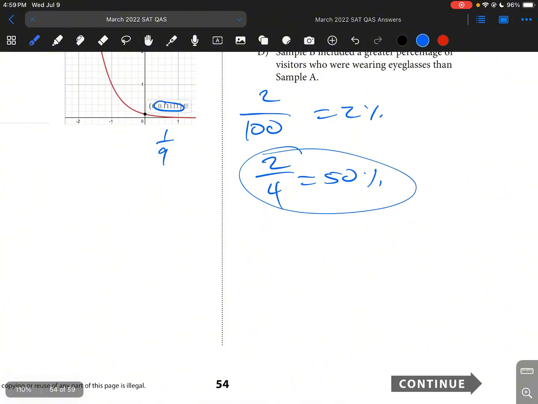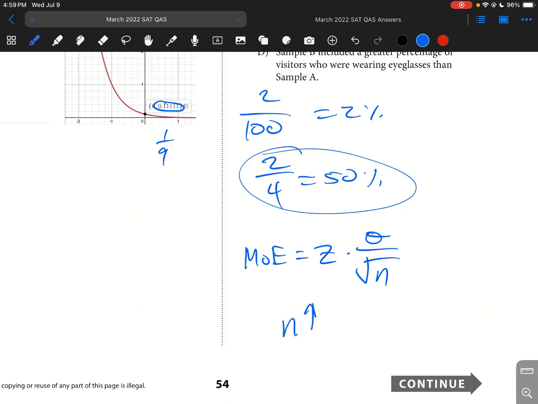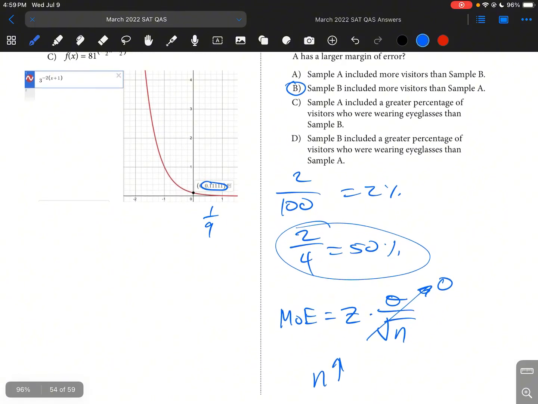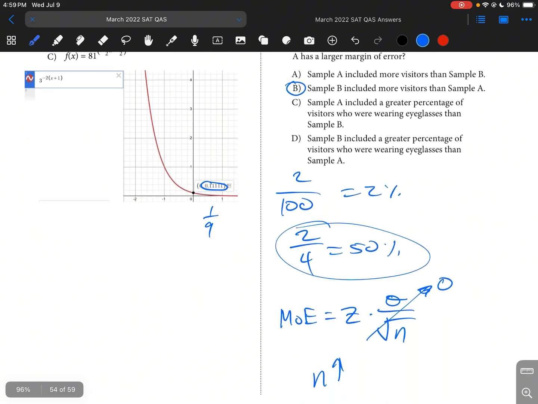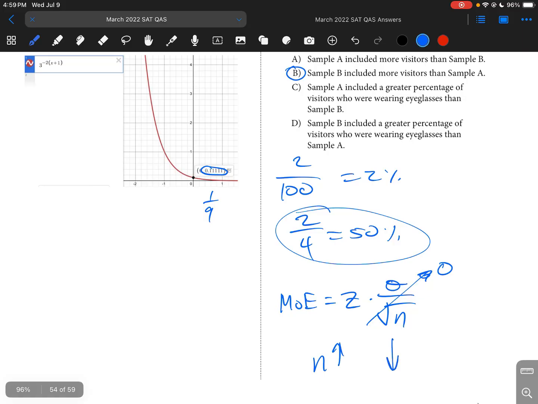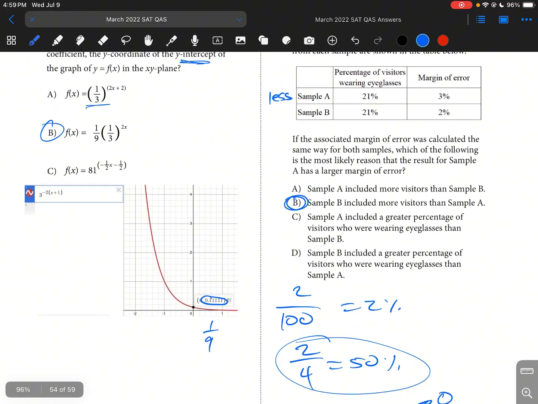And another way to look at it is if you're familiar with statistics, the equation for margin of error is equal to your z-score times your population standard deviation divided by the square root of n, n being the sample size. So as n rises, this term starts to approach 0, which means your margin of error is getting smaller and smaller, closer to 0. So if A has less people, that means your margin of error will rise. Again, pointing to B as the answer.